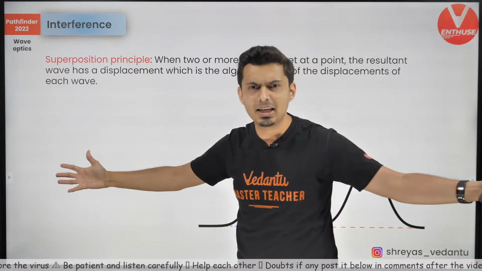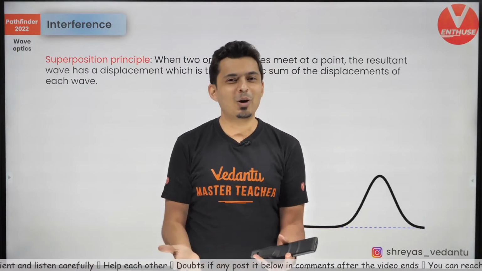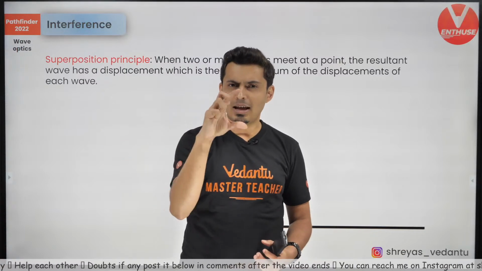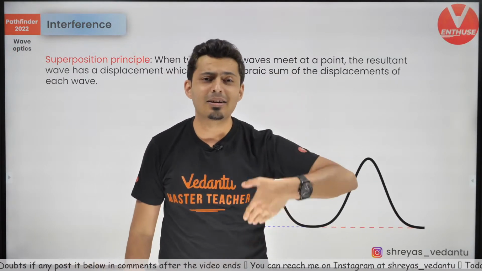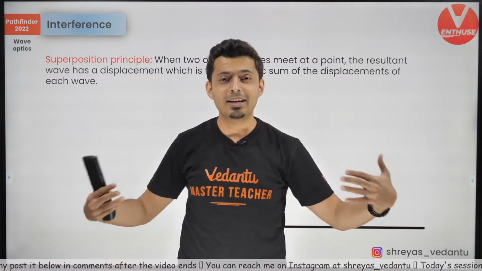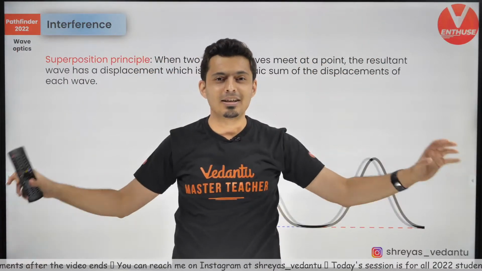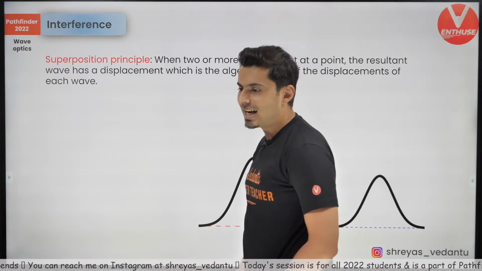So in case of light, it's not displacement, but it is electric field. Because we all know what light is, it's an electromagnetic wave. So light 1 comes, it will have some electric field and some magnetic field. Light 2 comes, it will have some electric field and magnetic field, and their electric fields and magnetic fields will add up together to produce the resultant electric field. Is that clear?